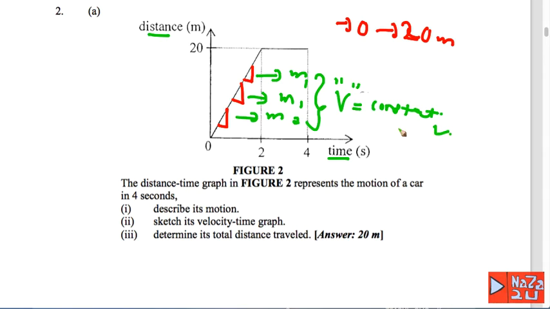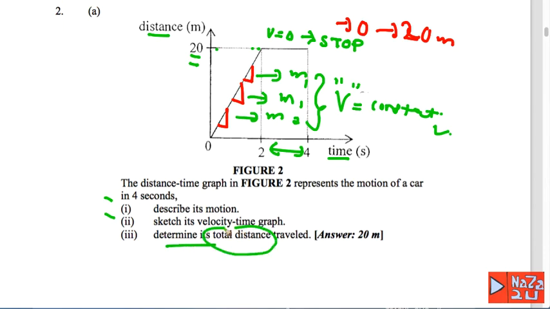Right? Okay, and for the next part, 2 seconds to 4 seconds, look at the graph here. We have a fixed value of distance, so meaning from 2 seconds to 4 seconds we have no velocity. No velocity here refers to the object being stopped at the distance 20 meter from the initial position 0, right?